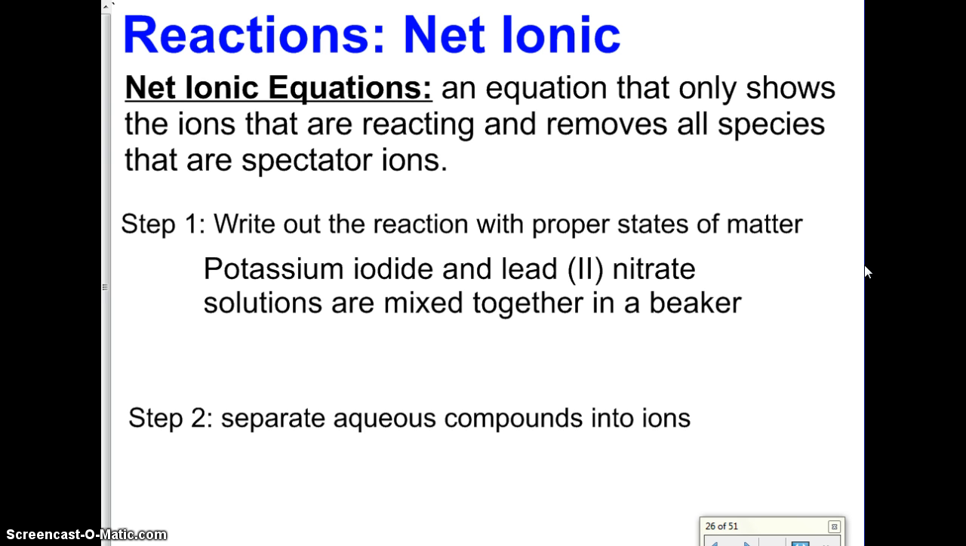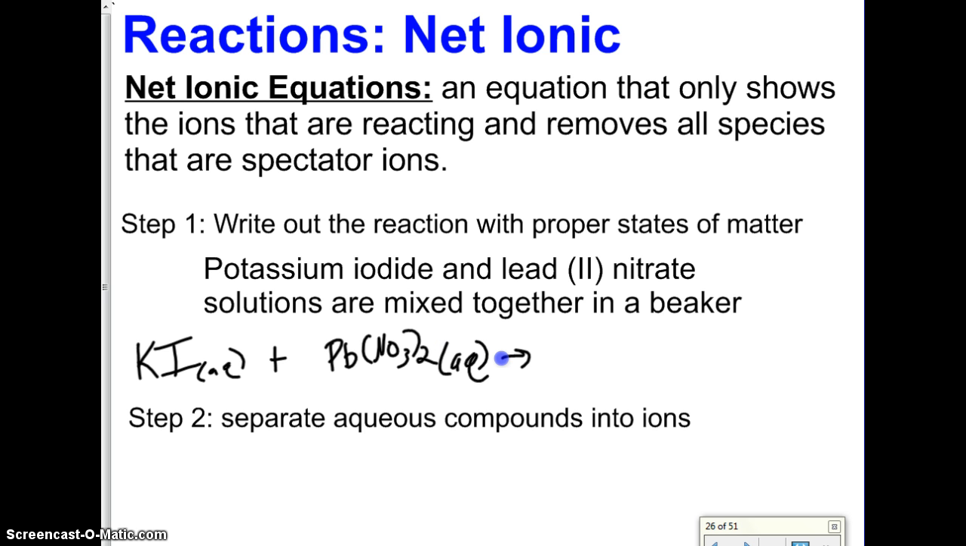So let's look at one of these. I have a reaction here. It says potassium iodide and lead 2 nitrate solutions are mixed together in a beaker. So first off, we're told that they're solutions and we need to write out what they are. So we write out the full reaction. Well, potassium iodide is KI, and it's aqueous because we're told it's a solution. Then we have lead 2 nitrate, which is Pb(NO3)2, also aqueous because we're told it's a solution.